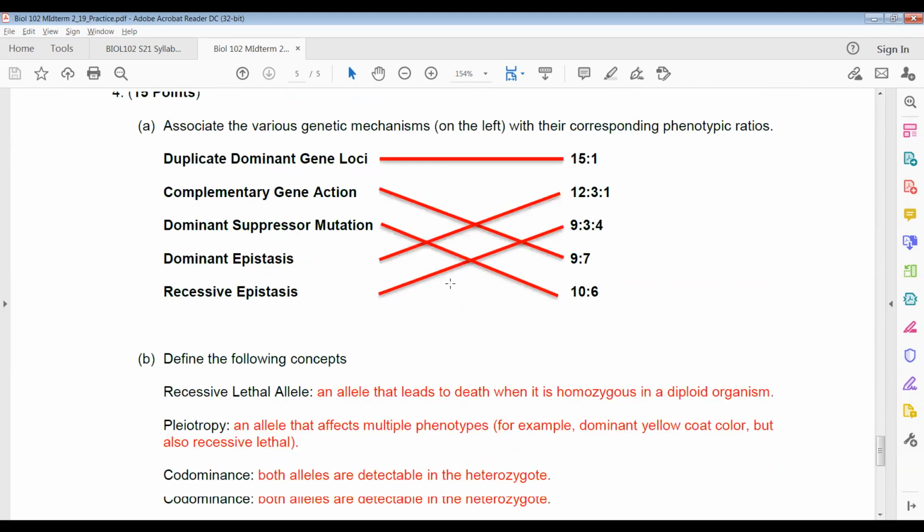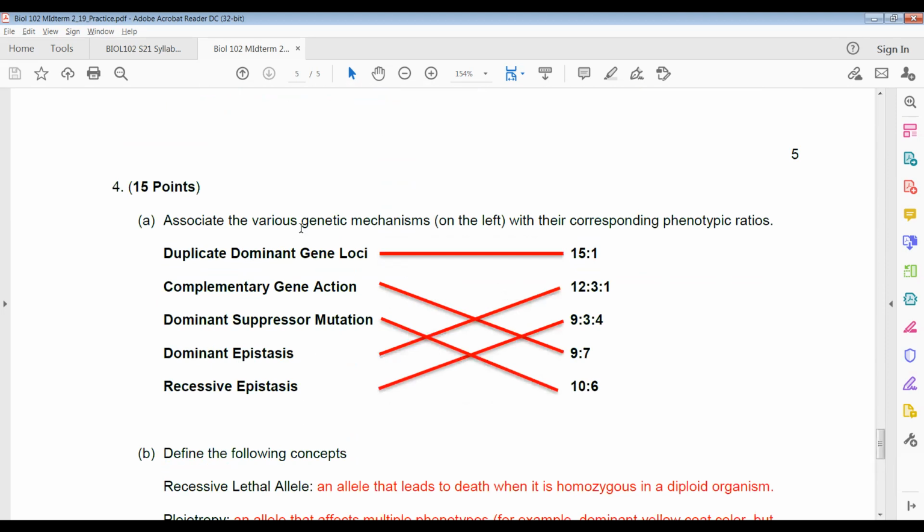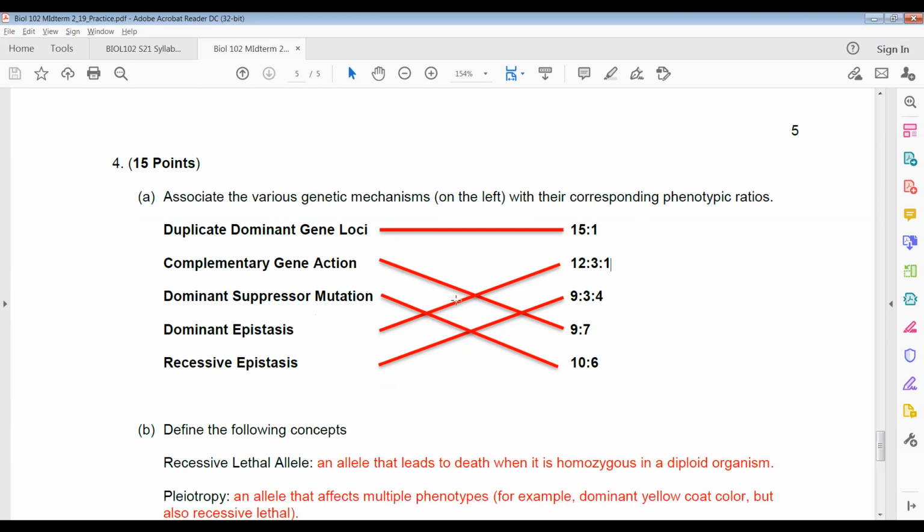All right, finally, so this is the variant of the ratios, right? The classical ratio is 9:3:3:1, which represents no interaction between these two genes. However, if you see different ratios, this is a simple example. So I just give you a simple question to try to find the relationship between these ratios and their mechanism.